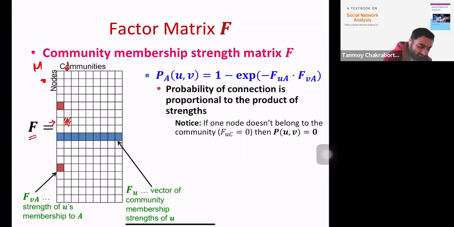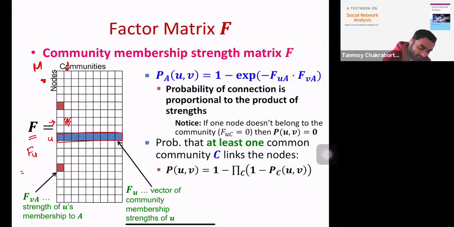Okay. So what is the meaning of FU, for example? This is the row U. FU is a vector of community memberships across different communities. Community strength across different communities.